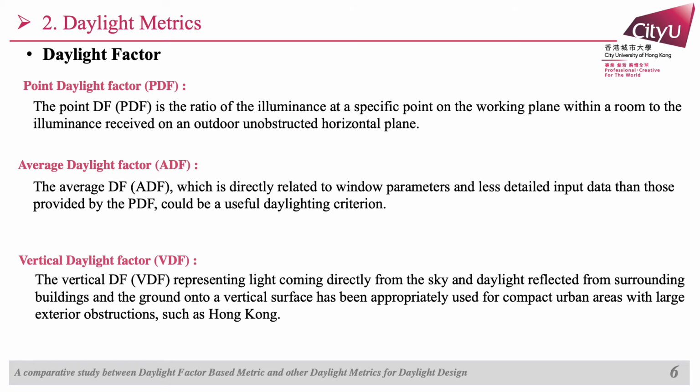The point daylight factor can show the energy saving of daylight-linked controls. The average daylight factor is directly related to window parameters, and it can be a useful daylighting criterion. The vertical daylight factor can be used for compact urban areas with large exterior obstructions such as Hong Kong.